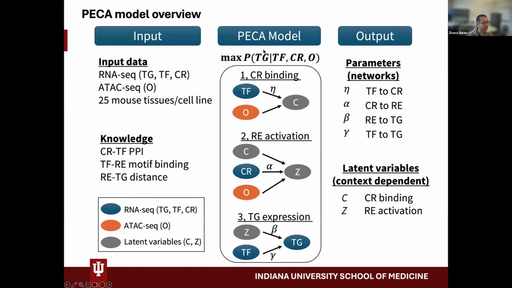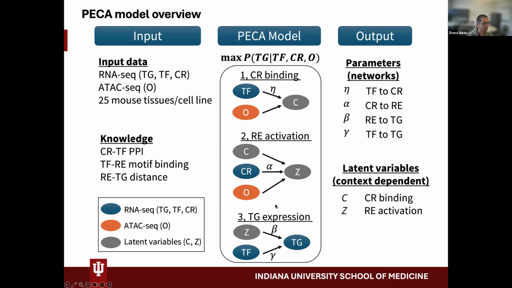So here the model maximizes the conditional distribution of the target gene given TF, CR, and openness. The third equation addresses the target gene expression fit by TF and active RE, but active RE we don't know. The second equation addresses the active RE by open chromatin, CR expression, and chromatin regulator binding, but we don't know the chromatin regulator binding. Then the first model models the chromatin regulator binding from TF and open chromatin.